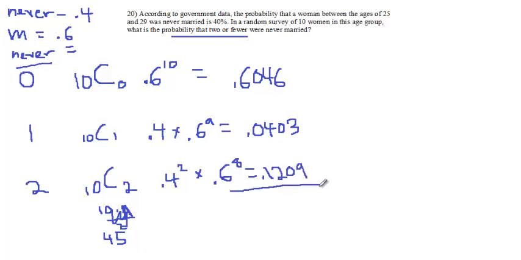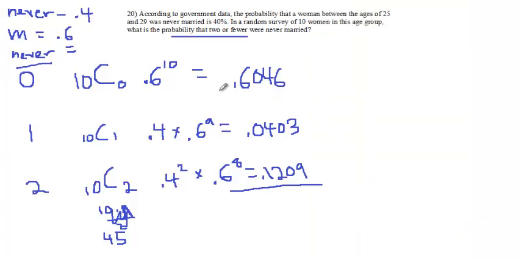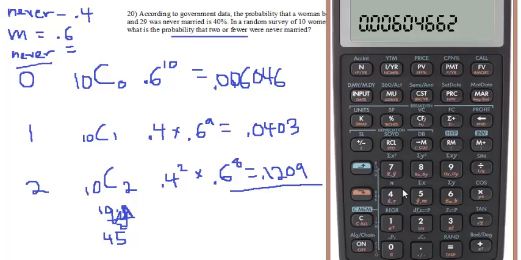0.1209. And if we add them all together, all right, just add this to the 0.0403, and add that to the 0.006046, and our total answer. I'm sorry, up here I made a mistake when I transcribed it. This was 0.006046. Sorry about that. So let's add it up on the calculator again. Okay, so we had 0.006046 plus 0.0403 plus 0.1209, and altogether we had 0.1672.